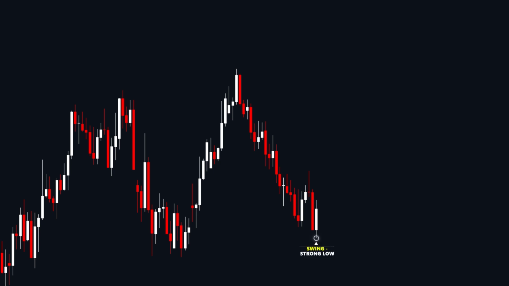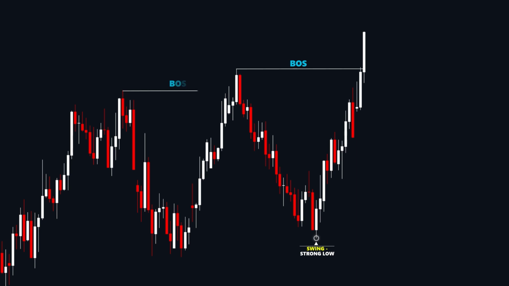Now, focus on the pullback. The lowest point of that move down is called a swing low, but it's not confirmed yet. It only becomes a confirmed swing low once price pushes higher and breaks the previous high. What we call a break of structure. You might spot small dips during the pullback, little lows here and there. Ignore them. They're just noise. The real swing low is the lowest point price bounces from before making the new high.